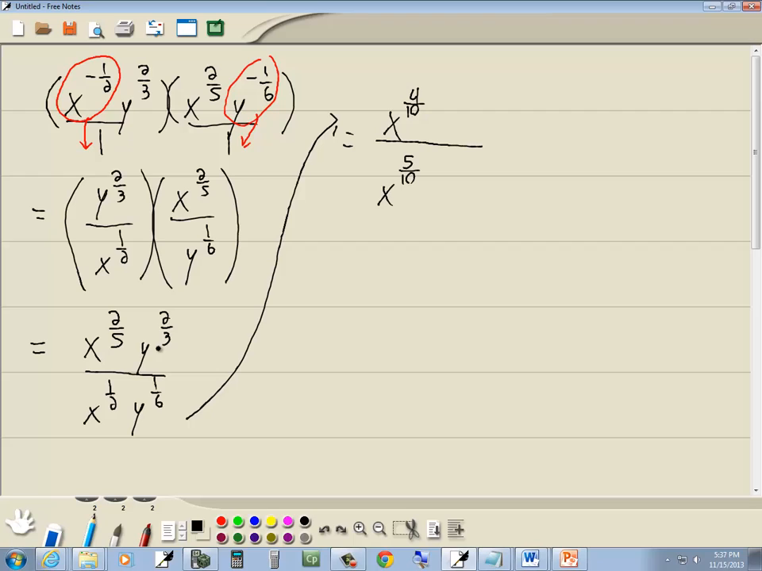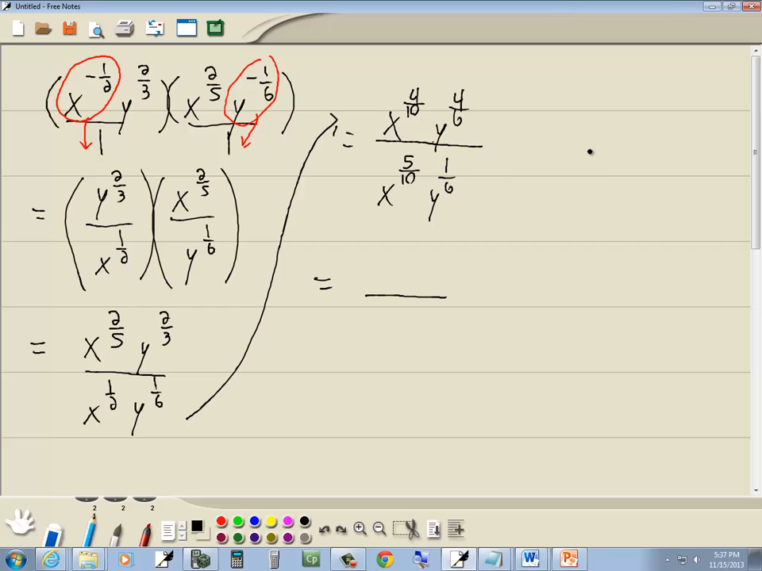Well, we need to do the same thing with the y's. Our denominators are 3 and 6. Our common denominator is 6. Now the bottom part already has a 1/6, so that's fine. But our top part here, the old denominator is 3. We multiplied it by 2, so we have to multiply the top part by 2. So 2/3 becomes 4/6. Okay, now we can simplify it.